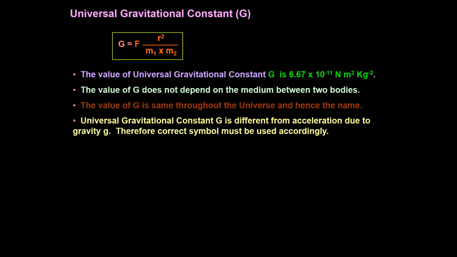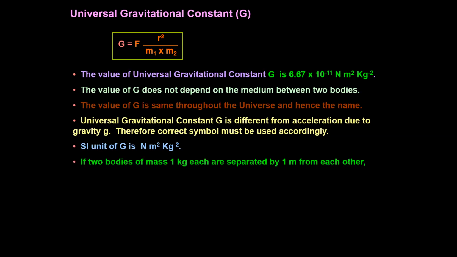So what is small g in physics? Gravitation, acceleration due to gravity. Listen: in physics, small g denotes acceleration due to gravity. Big G, the capital letter G, denotes the gravitational constant. The SI unit of G is Newton meter square per kg square.